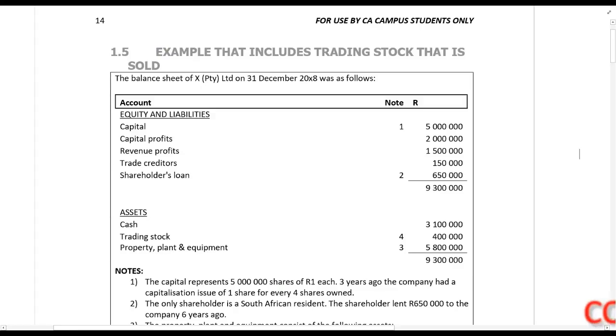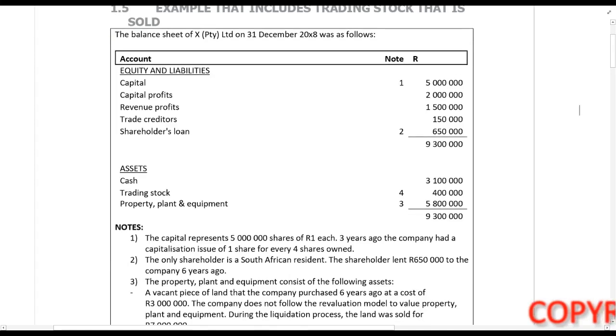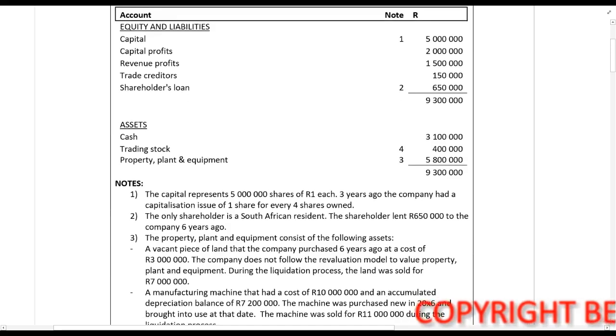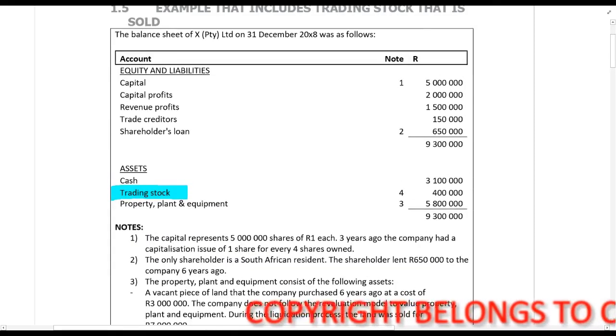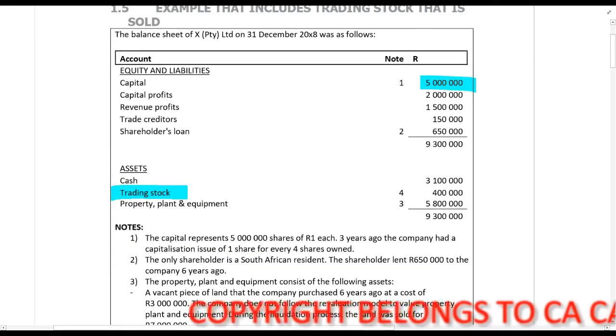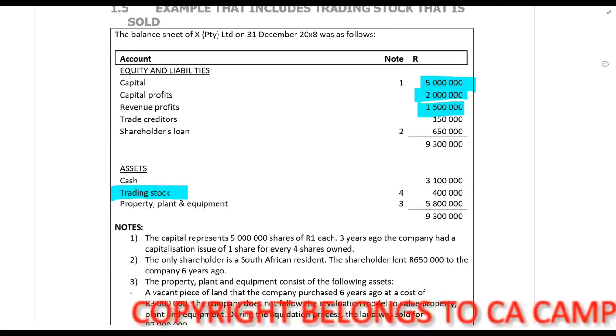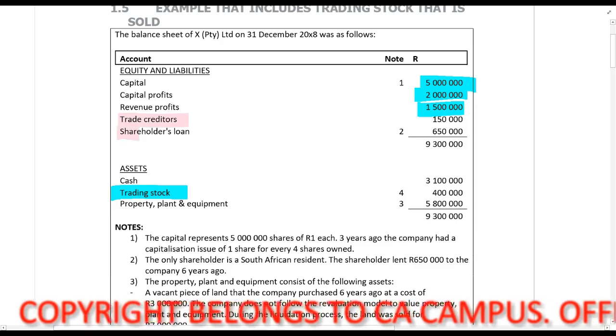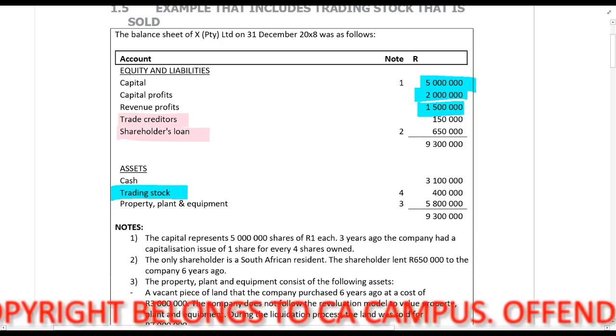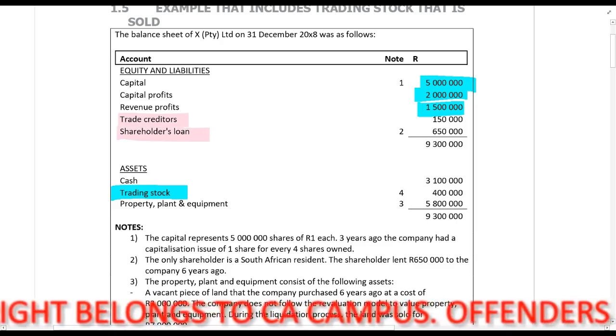Example 1.5. Okay, so now what we do is, again, the same as in the previous examples. We're just adding something extra to it. In this case, it is trading stock. The first thing, guys, I'm just going to remind you, all of the opening balances. Let me also make a point: yes, trade credit and shareholders loan, those are all liabilities. We only care about equity.